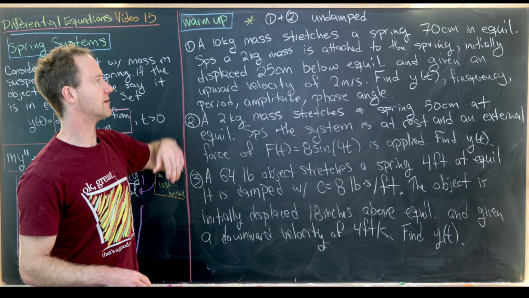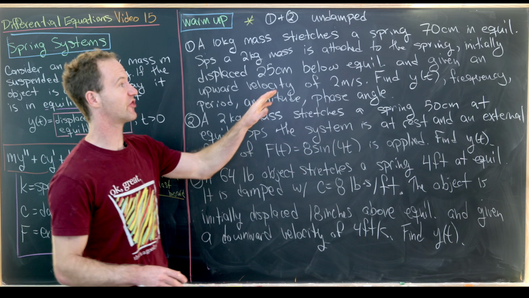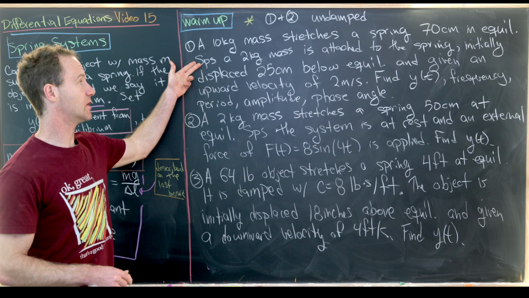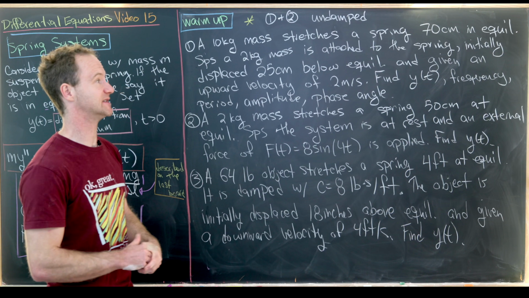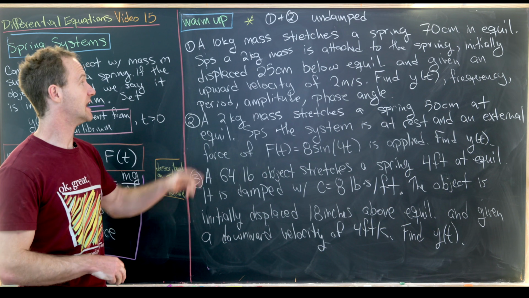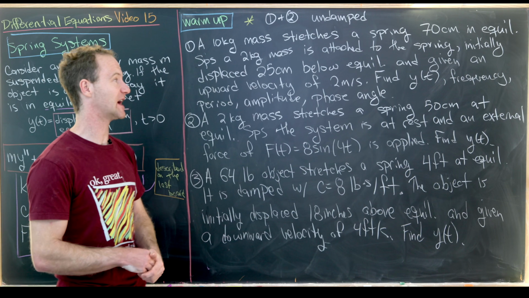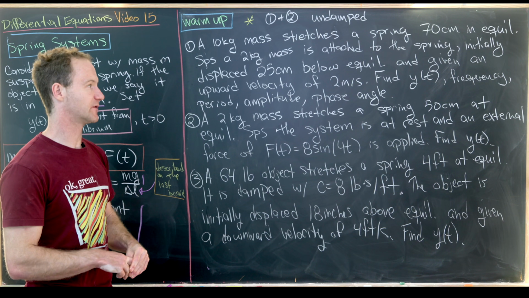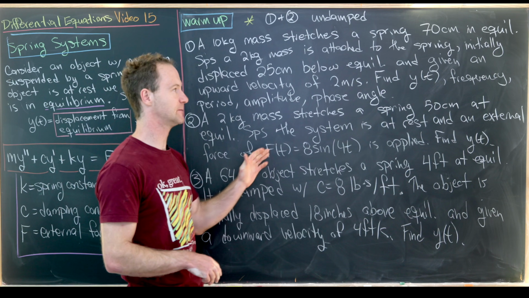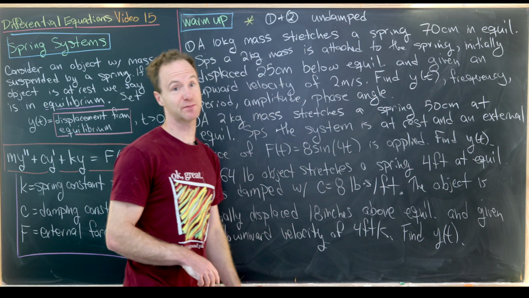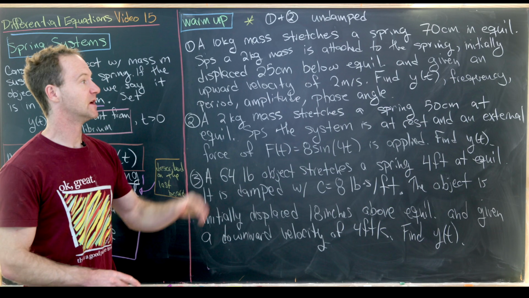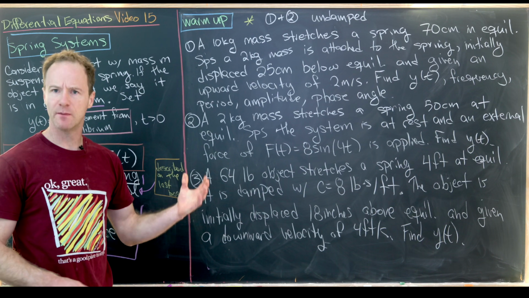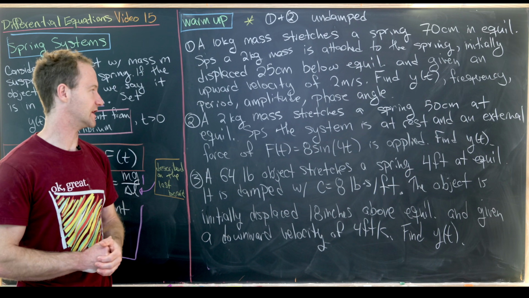A 10 kilogram mass stretches a spring 30 centimeters at equilibrium. Then we want to suppose that a 2 kilogram mass is attached to the same spring, initially displaced 25 centimeters below equilibrium, and given an upward velocity of 2 meters per second. Let's find the displacement function y of t, the frequency, period, amplitude, and phase angle, based off of what we did at the beginning of the video.